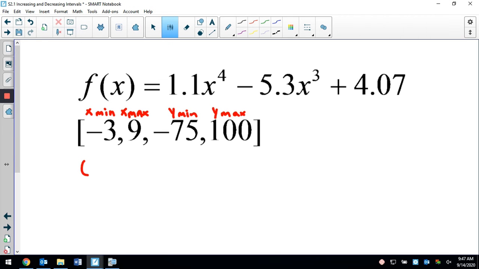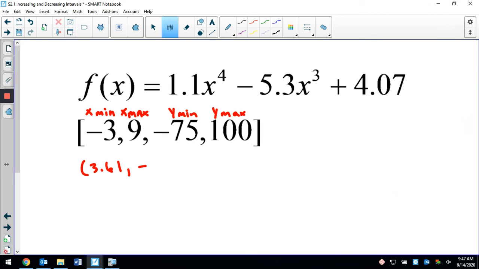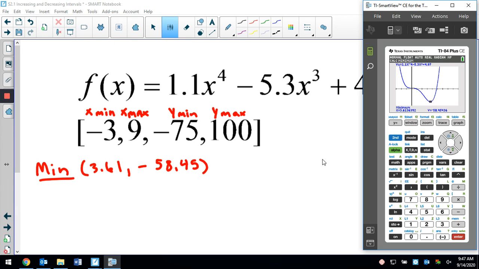Let's see, 3.61 comma, let's bring that calculator back up, negative 58.45. Negative 58.45, right? That's the minimum point. I'm going to go ahead and label it minimum. And then, let's explore a little bit.